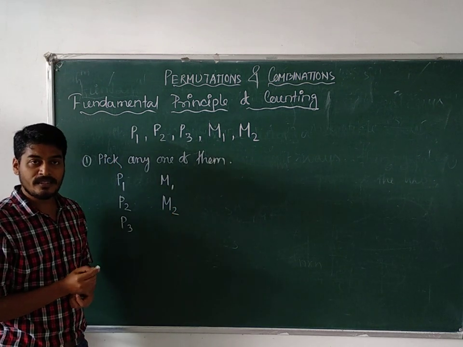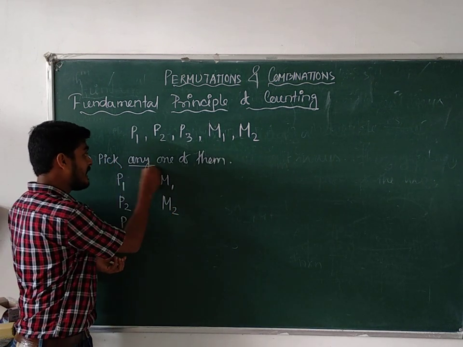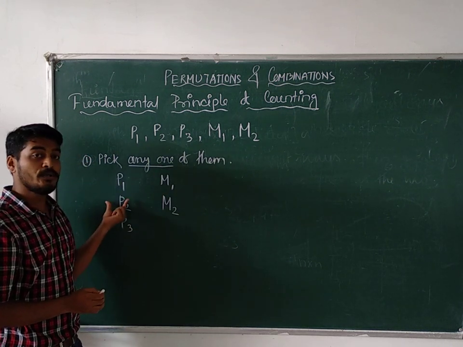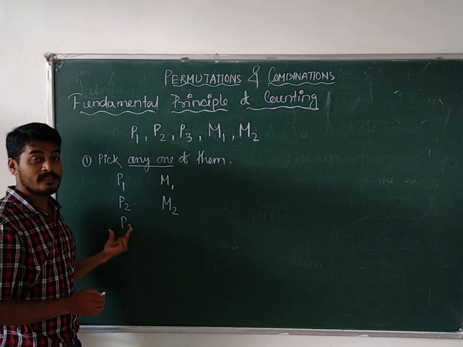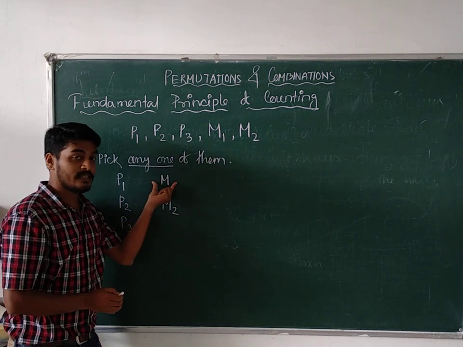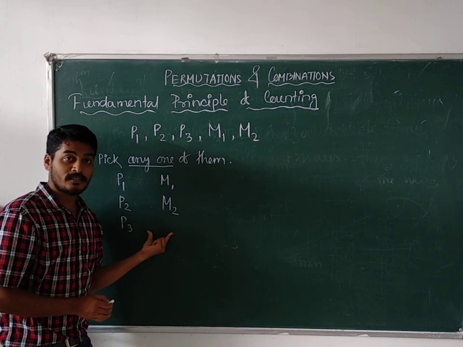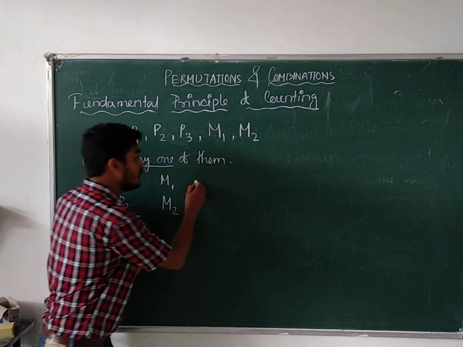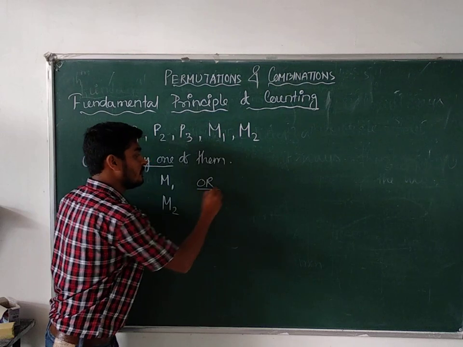So how many different ways? You have to select any one. Either you can select pen 1 or pen 2 or pen 3 or marker 1 or marker 2. Here we have given the importance to the word or.